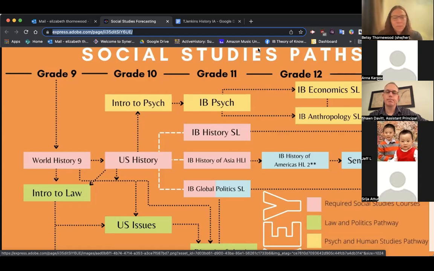And we have IB courses, not just in social studies, there are math, world language courses, art courses, English, sciences. So there's a lot of opportunities for students to find success at the IB level with what they're really passionate about.